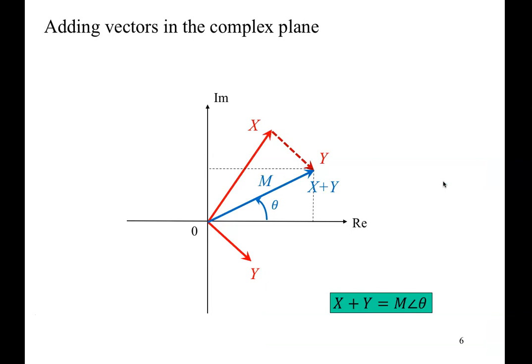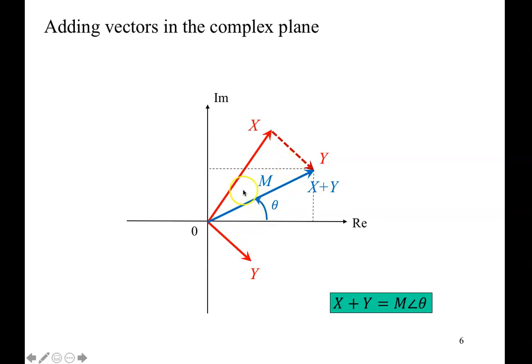Also, it's useful if we know how to add or subtract graphically, because it's part of the process. We can do them numerically, but we can also do them graphically. So over here, what I have is X in red, pointing this way, and I have a Y pointing there. If I want to find X plus Y graphically, there are two ways you can do it.